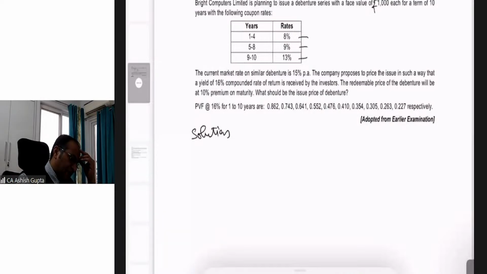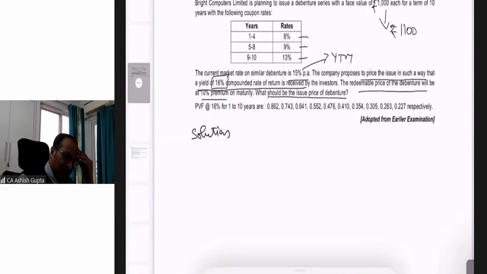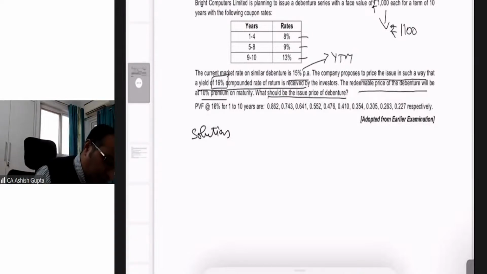The current market rate of similar debentures is basically the YTM. The company proposes to price the issue in such a way that a yield of 16% compounded is received by the investor. Although the YTM is 16%, the company wants it to yield a return of 16%. The redeemable price of the debenture will be at a premium of 10%, so it will be redeemed at 1100. What should be the issue price of the debenture? Students, I am quickly solving the question, or you can try it at your house, because the present value factors have already been given to you.